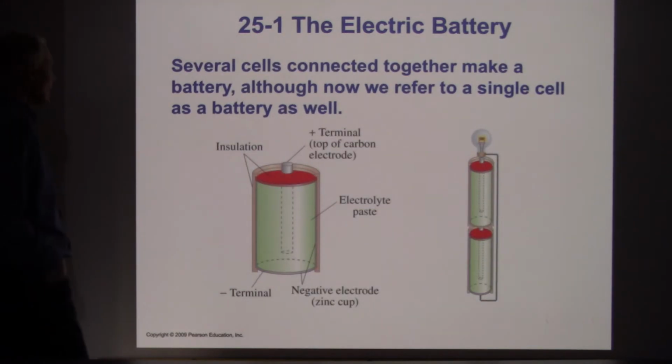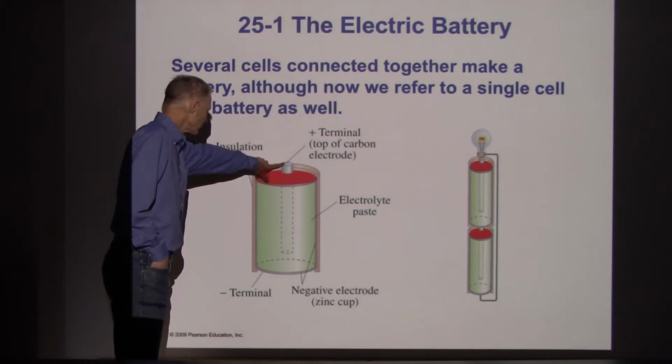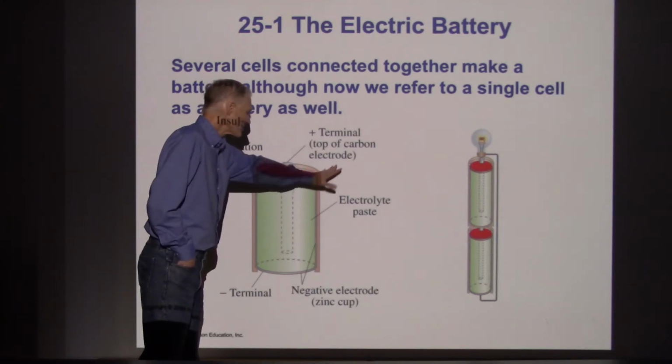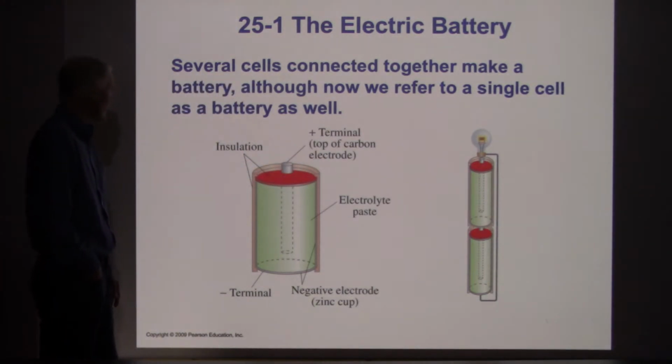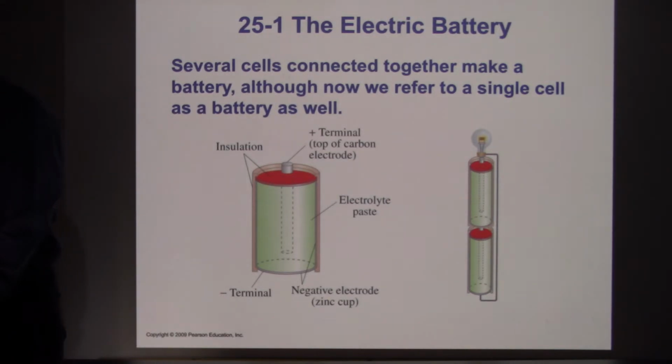Okay, so here's a flashlight battery, and here's the carbon electrode, and here is the zinc cup, and here's this electrolyte paste, they say, in between. So this is a more familiar type of battery that we actually operate from.